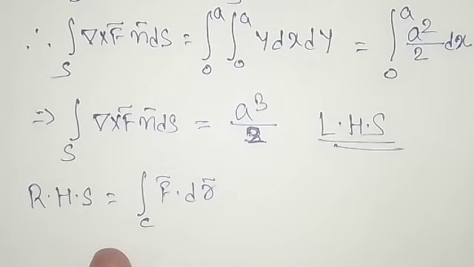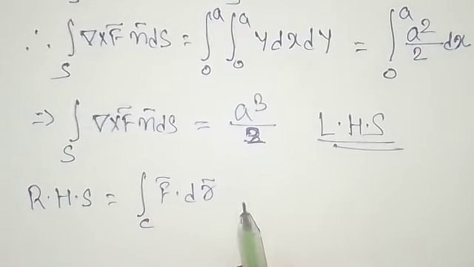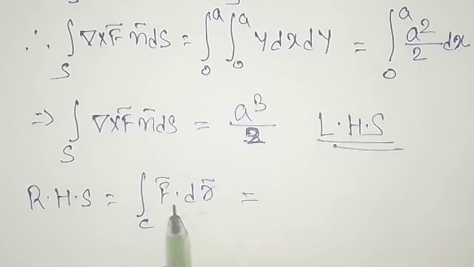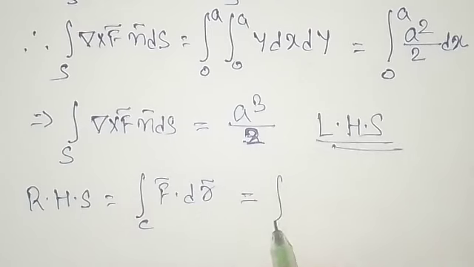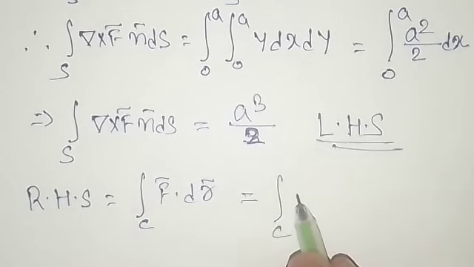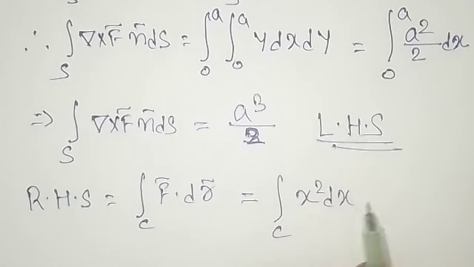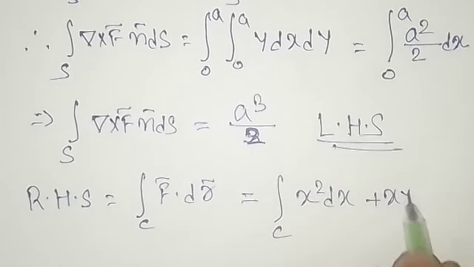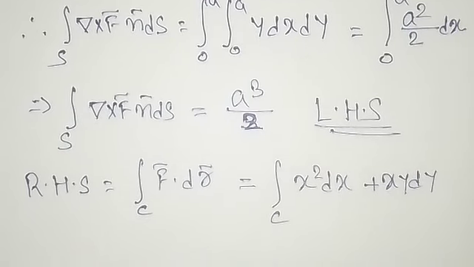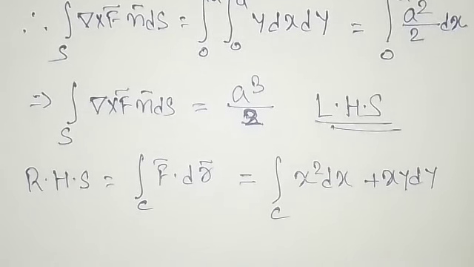But for the given equation, whatever the vector point function is given, on the z plane it is 0, right? So only dx and dy will come, and the x coefficient is x square and the y coefficient is xy. So the Cartesian form of the given equation becomes the cyclic integral of x square dx plus xy dy. All right, now we can say that is what F dot dr.